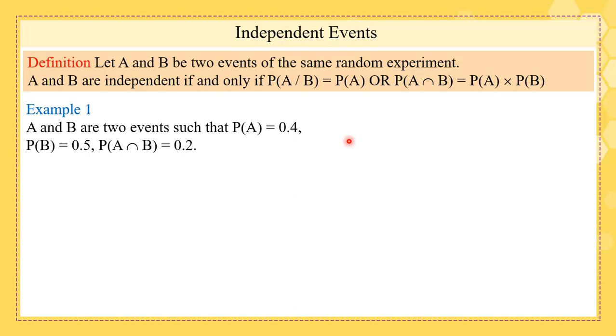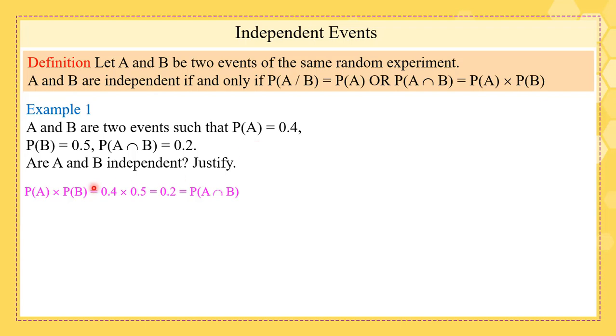Let's see this example. A and B are two events. The question is, are A and B independent or not? Well, which formula do we use? It depends, in fact, on the given. I think we're going to use the second one because it's more suitable than the first one for the given. Well, what is P of A times P of B? It's 0.2, and it's equal to the probability of A intersection B, which means that A and B are independent.